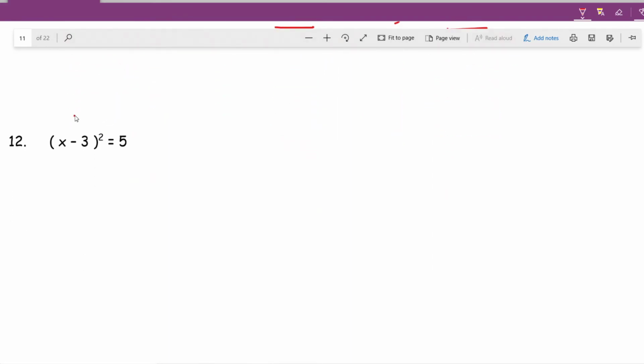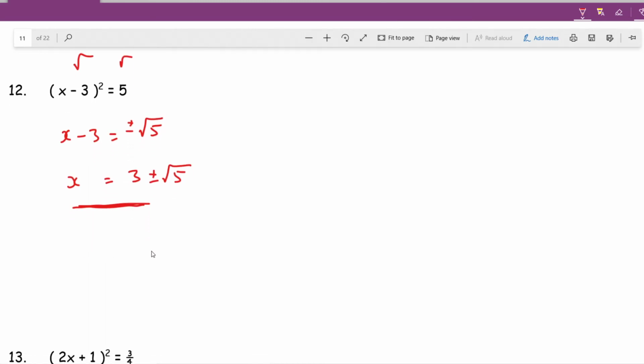Again, square root both sides. Now obviously you can square root 5, but you won't get an integer value, so it's best to leave it in surd form. So x minus 3 equals plus or minus root 5, because when you square root you get a positive or a negative, and x can equal 3 plus or minus root 5. And that's the answer. You can just leave it like that, no need to split it up in this form.